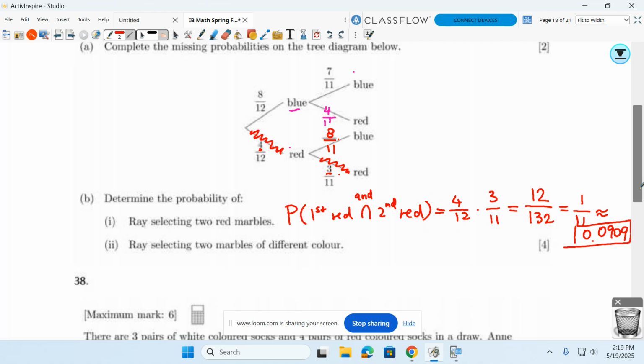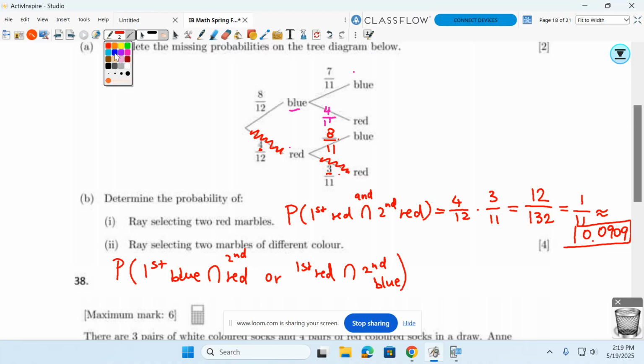The next section asks what's the probability of Ray selecting 2 marbles of different color? Well, how can we do that? That would be the same as first drawing blue and second red, or first drawing red and second blue. Every time we say "and," we multiply. Every time we say "or," we add. All right, let's go ahead and do that.